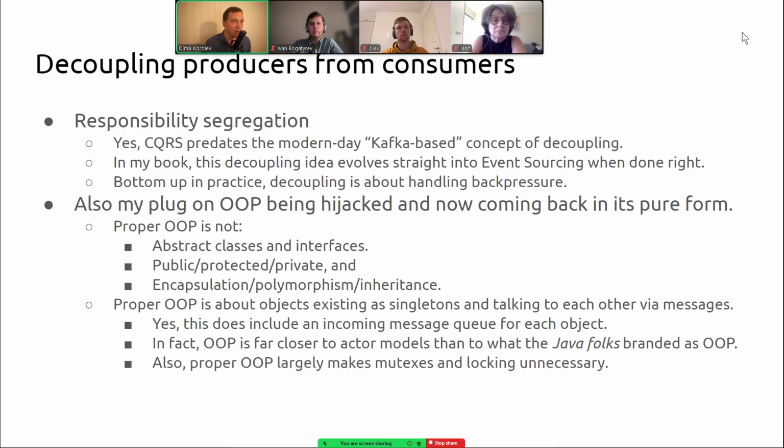And to me, CQRS is a proper way to think of OOP, unlike other stuff. Okay, I'm going in circles. Moving on.